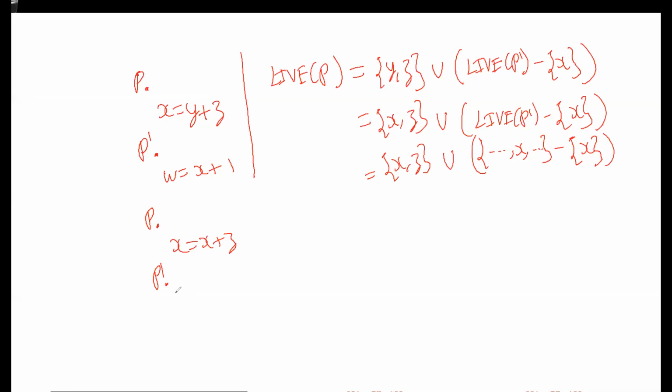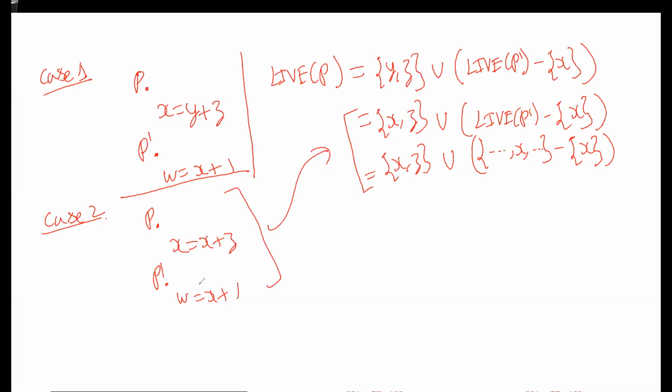Because it is live here, but it is not live at the program point P. But in the second case, this is case 1, this is case 2. In the second case, x is live here, and it is also live at the program point P, but for a different reason. The different reason is x is being used here. And if you check this equation, these two correspond to this case 2, and this corresponds to case 1.